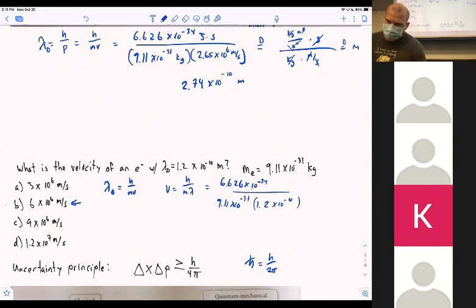So that's just Planck's constant H. You think about it, God. Sure, we can go with that.